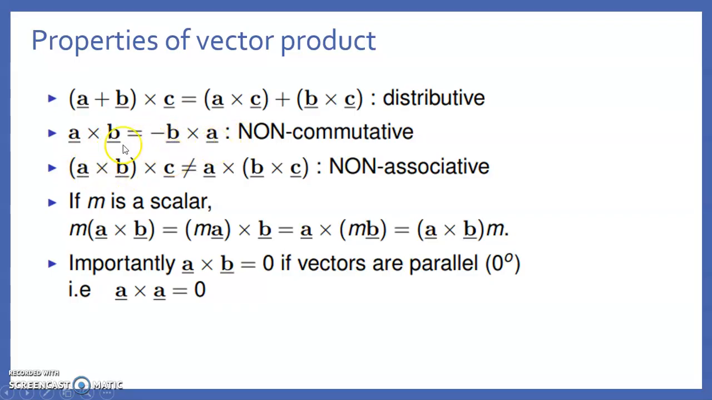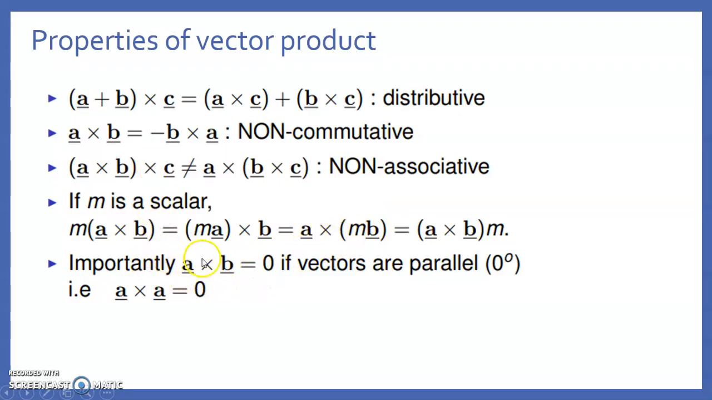And here also, since it's non-commutative, it does not obey the associative law also. A cross B cross C, we cannot change the brackets. If M is a scalar, then it's quite easy. M into A cross B means either you can multiply M with A or M with B, any one should do. MA cross B you can write, or A cross MB. You should not write MA cross MB. That's what is very important.